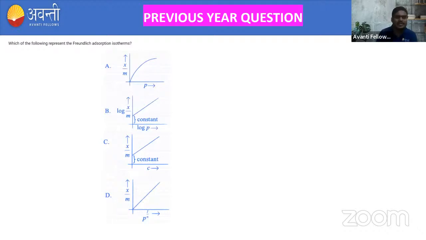Which of the following represents the Freundlich adsorption isotherm? So you have to identify इसमें से कौन रिप्रेजेंट कर रहा है Freundlich adsorption isotherm को. फटाफट, I'll give you 15 seconds for this question. जल्दी से बताओ. हमने कल अच्छे से देखा था इसके कर्व को. Which of the following represents the Freundlich isotherm curve? ट्राई करो बेटा, फटाफट. All of you must try.